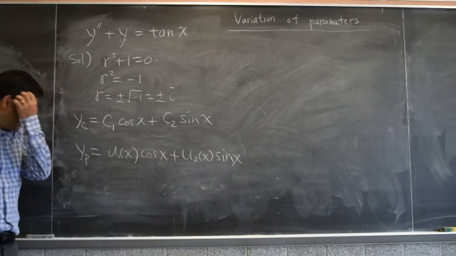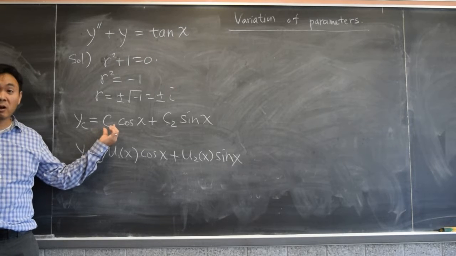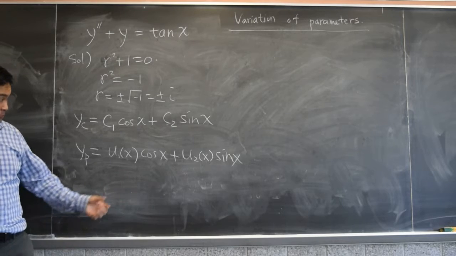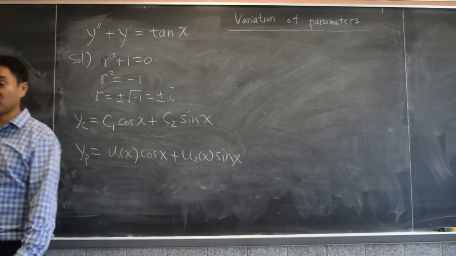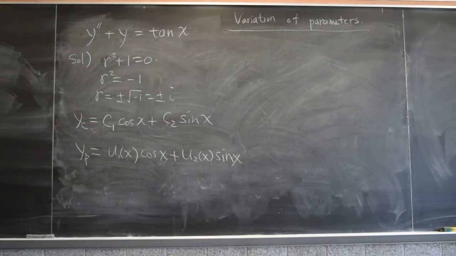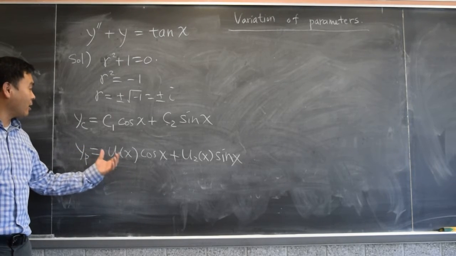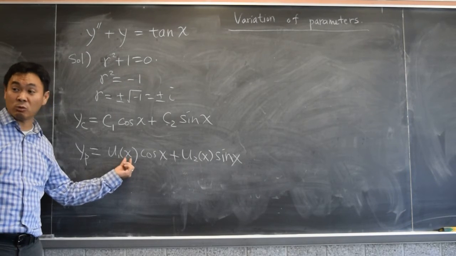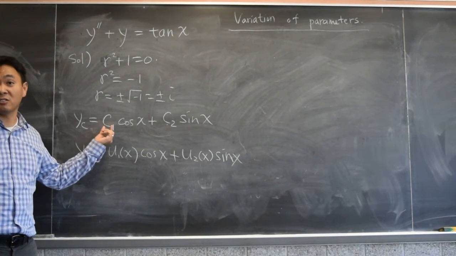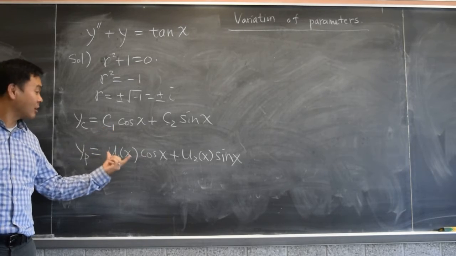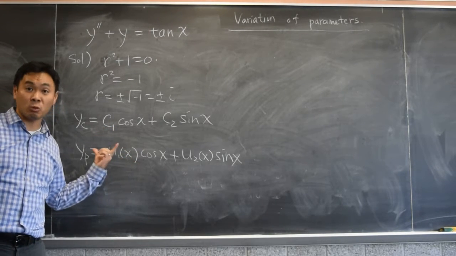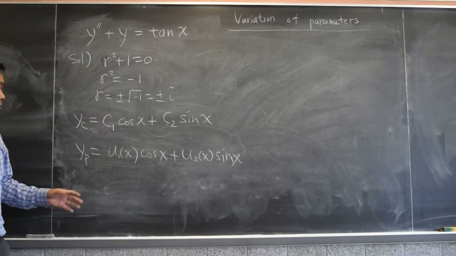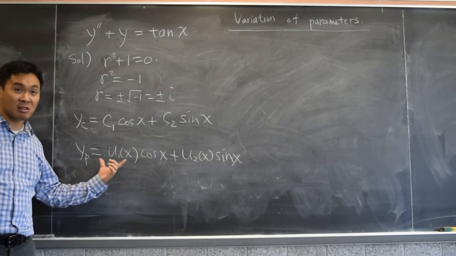So what you're doing is you're replacing the parameter by a function. C1 is replaced by a function. C2 is replaced by a function. Okay. And because you're replacing a parameter by a function which varies with respect to x, right? C1 is what? It's a constant, so it doesn't vary with respect to x. But now U1(x), that varies with respect to x. So that's where this name variation of parameters comes from. Okay? You're replacing the constant by something that varies, another function.